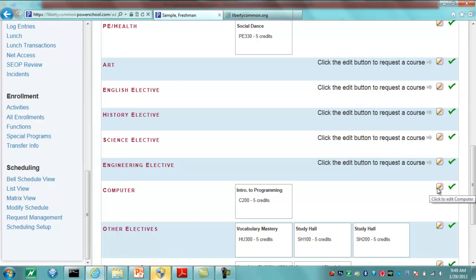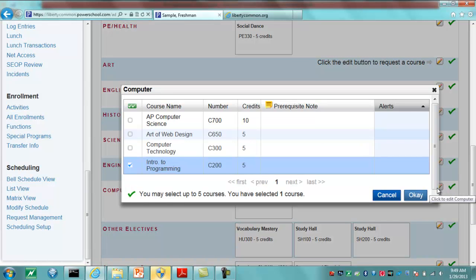Now, under computer, we have 4 options. AP Computer Science is an option, Art of Web Design, as well as Computer Technology and Intro to Programming.